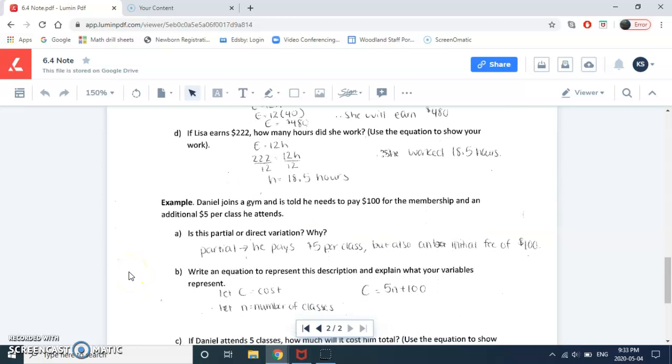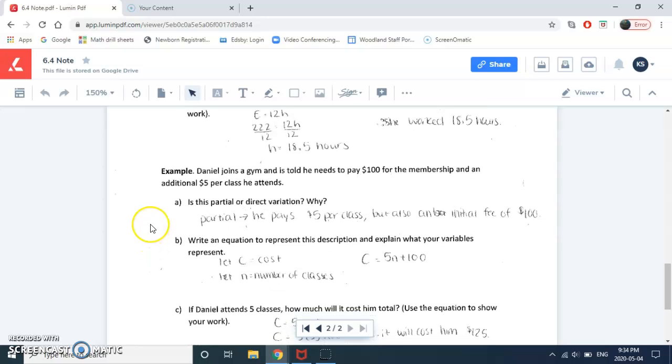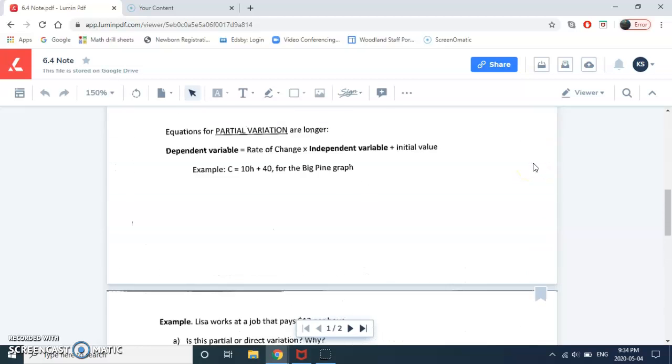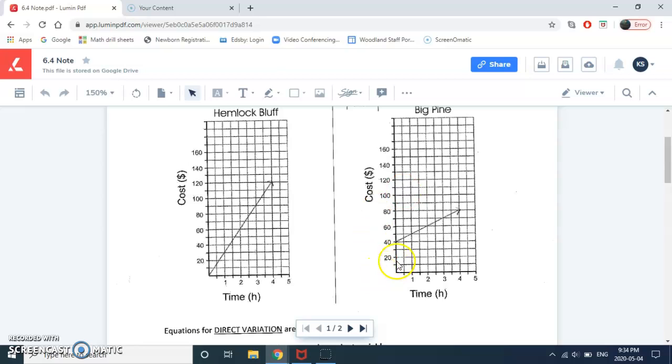All right, going on to our next example, Daniel joins a gym and he is told he needs to pay $100 for the membership and an additional $5 per class he attends. So is this a partial or direct variation, and why? Well, this one would be a partial because he has to pay $5 per class, but he also has to pay an initial fee of $100. So just like on our graph above, there is an initial thing here that would have to be paid. So Daniel would have to pay $100 first, and then every class he goes to would be another $5.